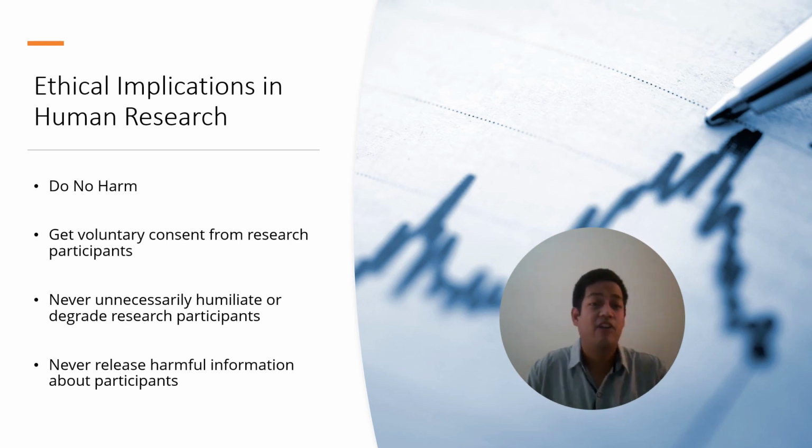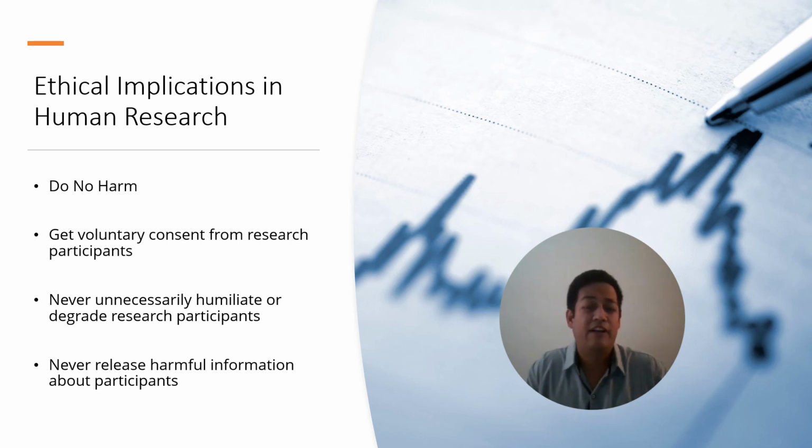The next is to never unnecessarily humiliate or degrade research participants. Aside from receiving informed and voluntary consent, extra protection should be afforded to special populations such as the homeless, disabled, prisoners, students, children, or any group who may not be able to give consent freely. Coercion and deception must also be minimized as best as possible, with both being used sparingly when necessitated by the research.